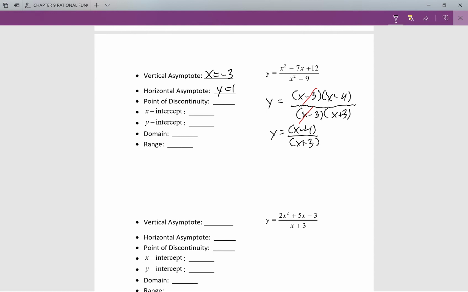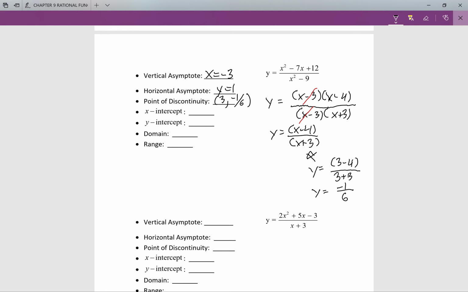My point of discontinuity occurs when x equals 3, and then I substitute 3 into this, which will give me y equals 3 minus 4 all over 3 plus 3, or y equals negative 1 over 6. So it occurs at 3 comma negative 1 over 6.